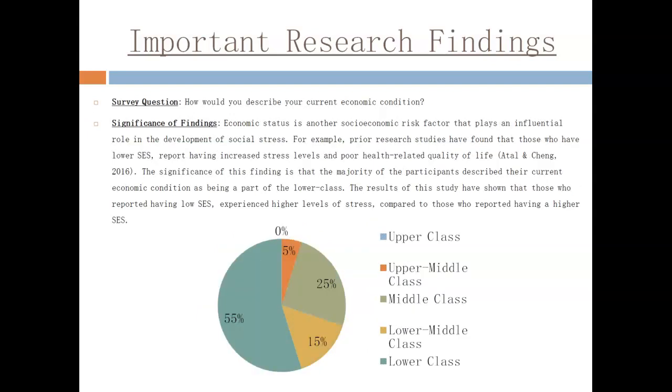How would you describe your current economic condition? Economic status is another socioeconomic risk factor that plays an influential role in the development of social stress. For example, prior research studies have found that those who have lower SES report having increased stress levels and poor health-related quality of life. The significance of this finding is that the majority of the participants describe their current economic condition as being a part of the lower class.